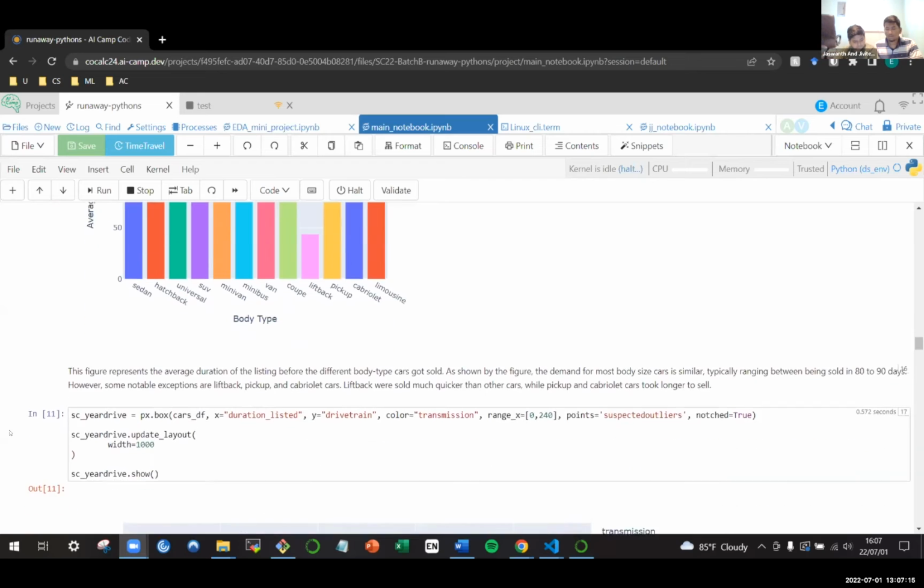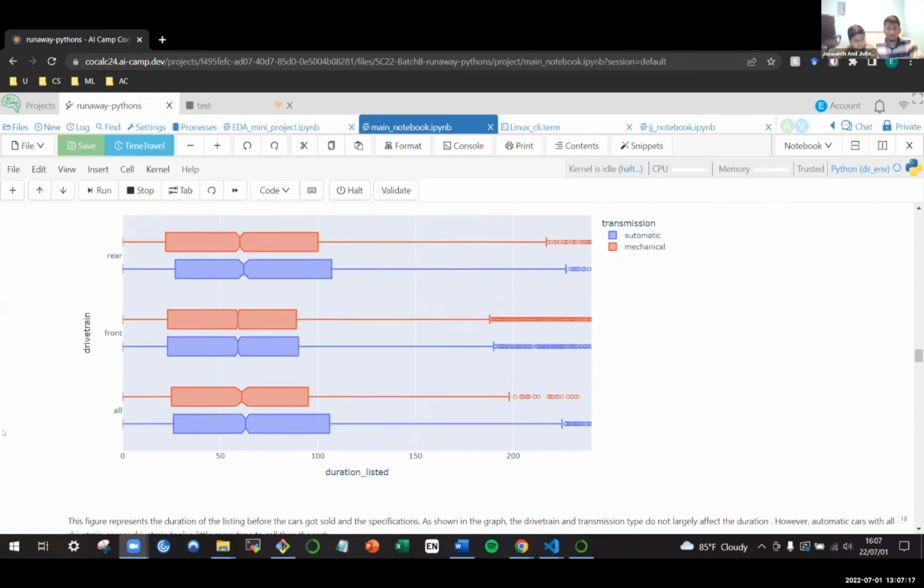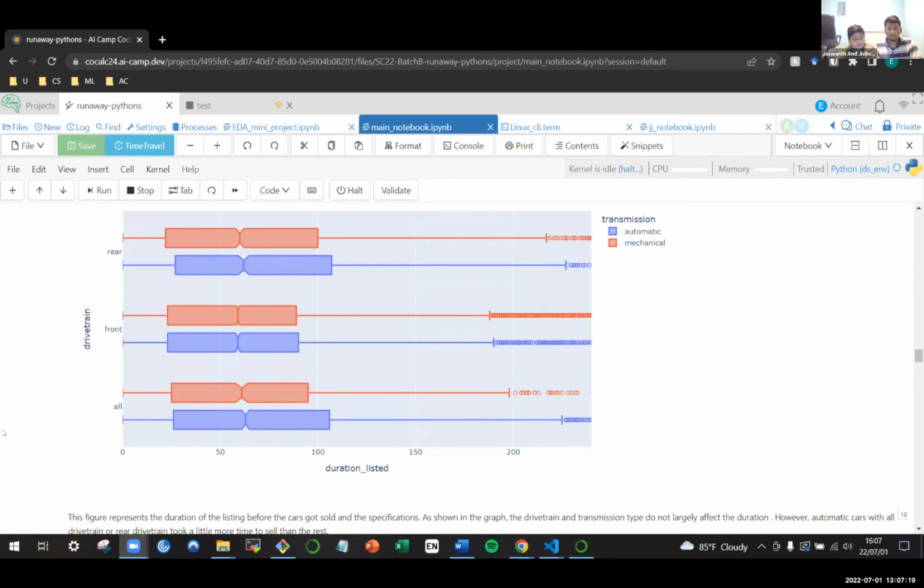This figure represents the duration of the listing before the cars got sold and the specification. As shown in the graph, the drivetrain and the transmission type do not largely affect the duration. However, the automatic cars with all-wheel drivetrain or rear drivetrain took a little more time to sell than the rest.